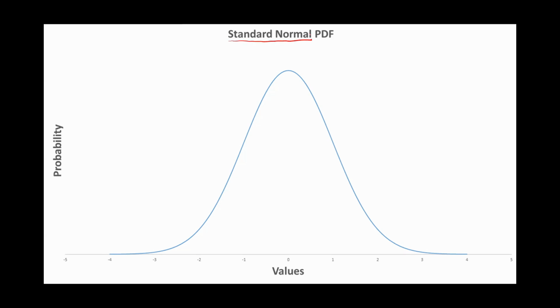The standard normal distribution. This is a probability distribution for a continuous variable. So it's a PDF, a probability density function. It's a very nice probability distribution to work with because it has a very clear, well-defined shape that has very nice properties. So if we look at this, this is called a standard normal probability distribution or probability density function.